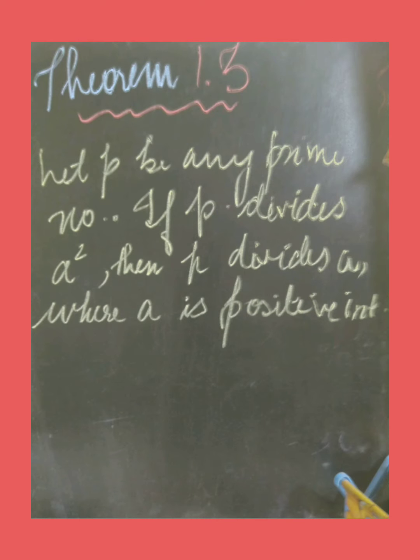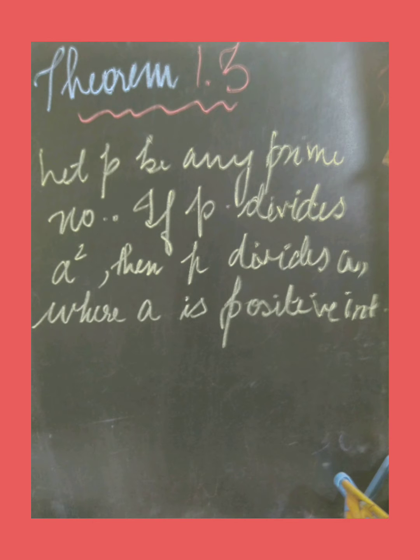So we are completed with theorem 1.1 and 1.2. 1.1 was Euclid's division lemma, 1.2 was the fundamental theorem of arithmetic, and 1.3 we are going to start now. So what is 1.3? Let's see.